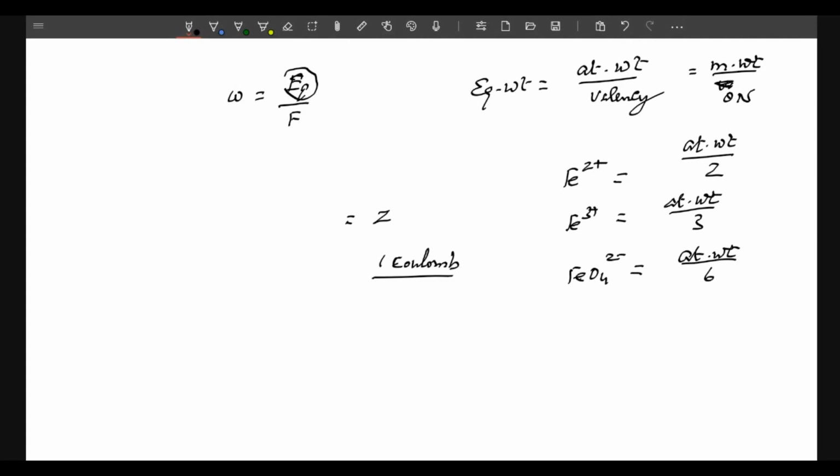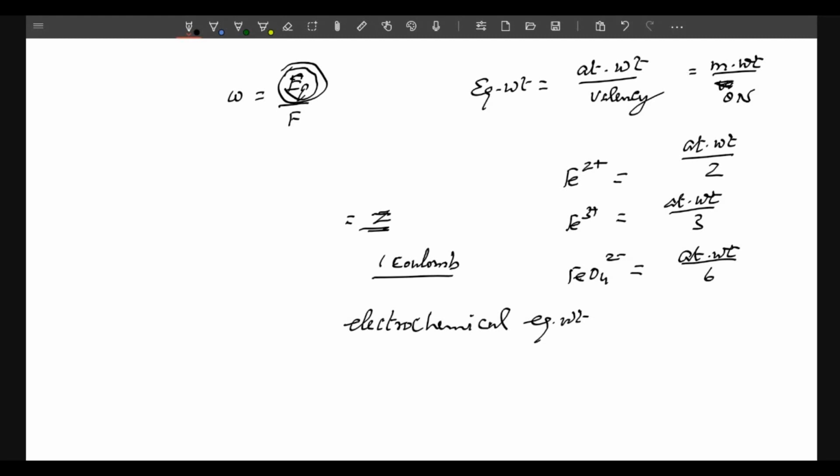It is the weight of a substance or the volume of the gas evolved when 1 coulomb of current is passed. What is 1 coulomb of current? 1 ampere current passed for 1 second. This you have already studied. This is derived from Faraday's first law. It is called electrochemical equivalent weight. This EQ is just equivalent weight. When you divide it by the Faraday value, you get the electrochemical equivalent weight.